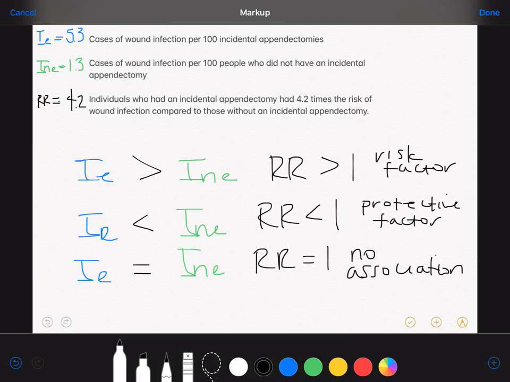So you can figure out whether or not your exposure is a risk factor or a protective factor without ever calculating your relative risk. What the relative risk tells you is how strong the association is, how strong is the relationship between the exposure and the outcome, the strength of the relationship, that effect size, how much does this exposure impact whether or not you get this outcome.